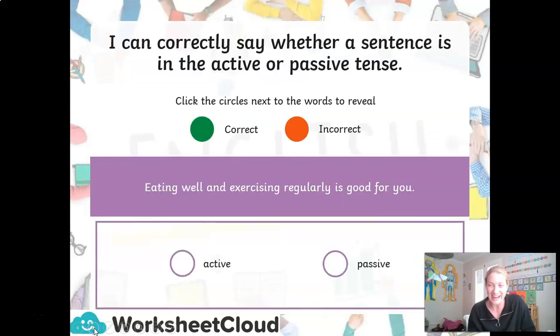Okay, and then finally, this is a quick fire round. I am going to give you a sentence and I want you to be able to tell me if it is an active or a passive sentence. So here's the first one. Eating well and exercising regularly is good for you. Is that active or passive voice? It is active voice. If I click on it and it goes green, we've got it right. If it goes red, yeesh, I've got it wrong. Okay, next one.